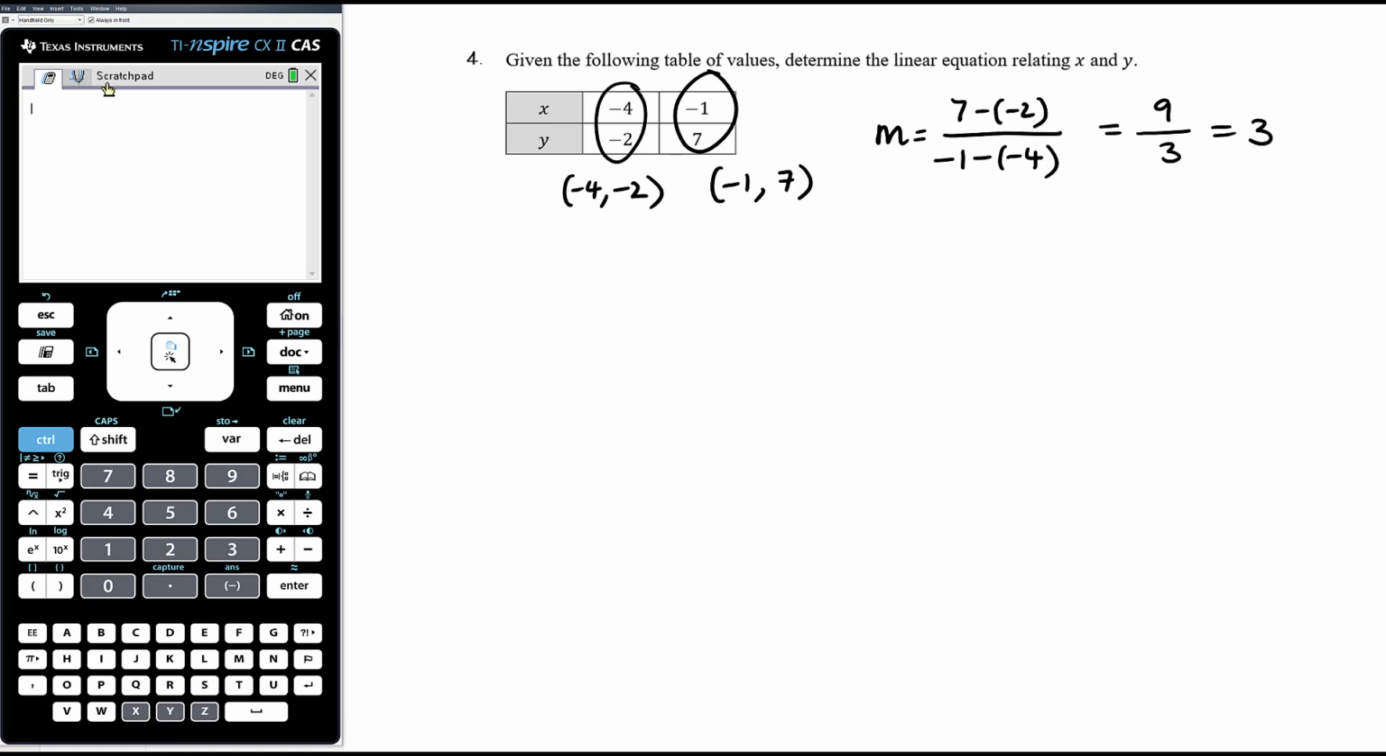So we've got a gradient of 3, and then we've got 2 points. You can use either of them. y minus y1 equals gradient times x minus x1.